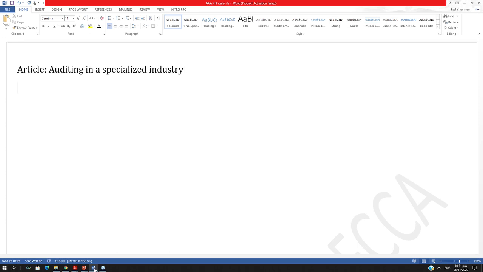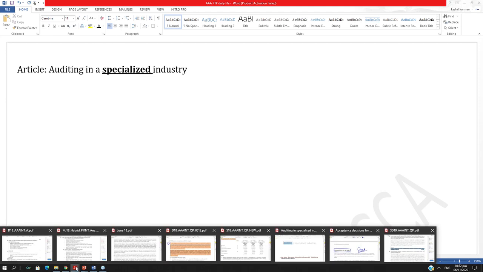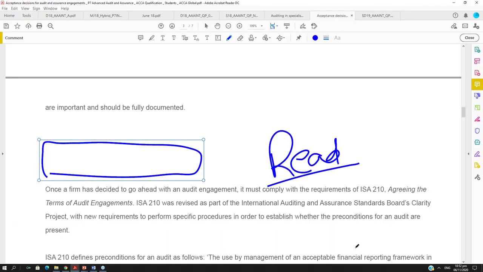Now, tell me honestly, when you're auditing a specialized industry, do you believe auditing a specialized industry is far more challenging, far more difficult than auditing a non-specialized industry? Now, the examiner in the article has given examples of what is a specialized industry. Go to the article and see what the examiner is telling you for a specialized industry.